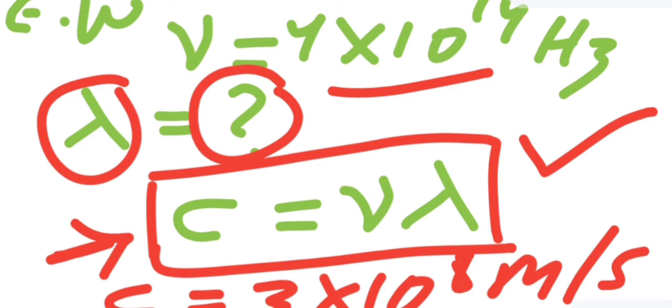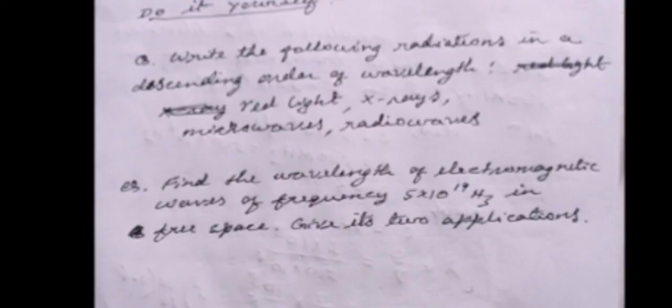If you like, you can do 2 problems for assignment at home, by yourself. Write the following radiations in descending order of wavelength: red light, gamma rays, microwaves, radio waves. And also find the wavelength of electromagnetic waves of frequency 5 into 10 to the power 19 hertz in free space and give its 2 applications.